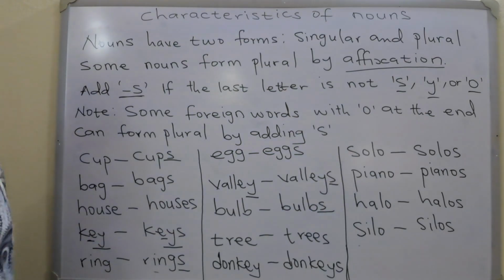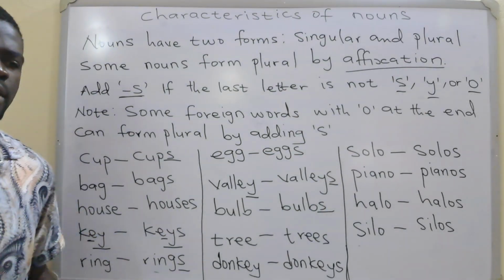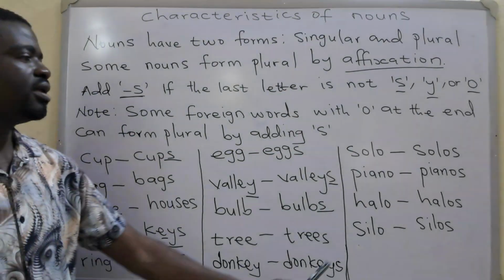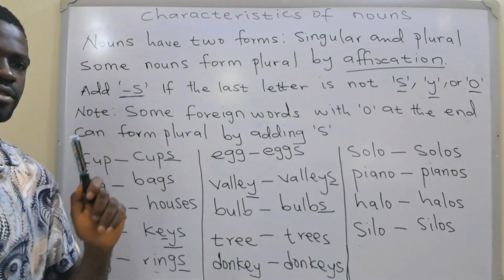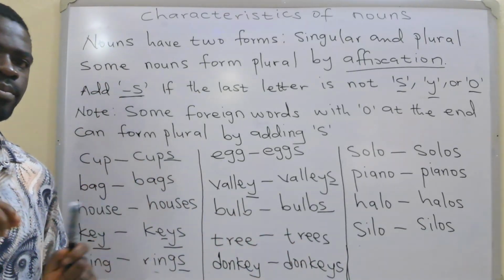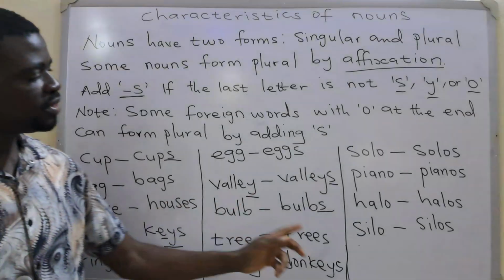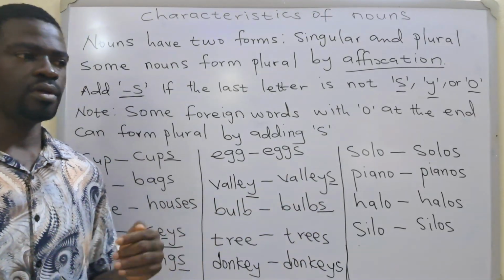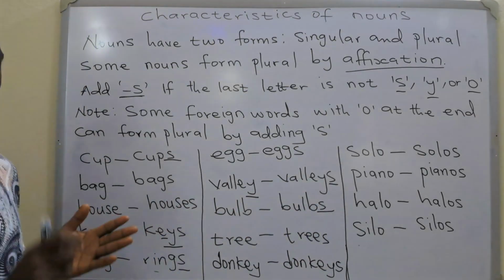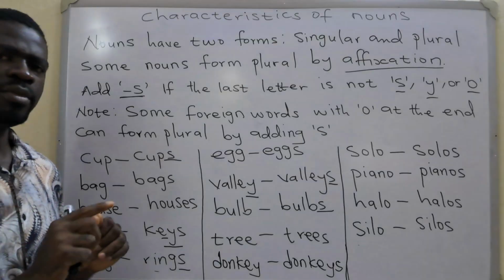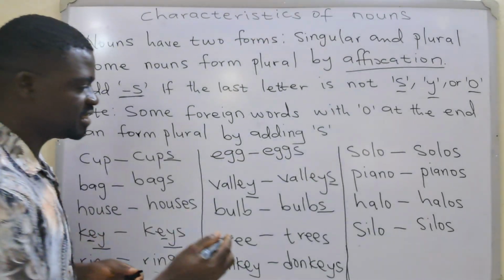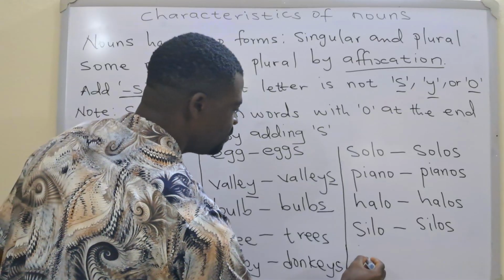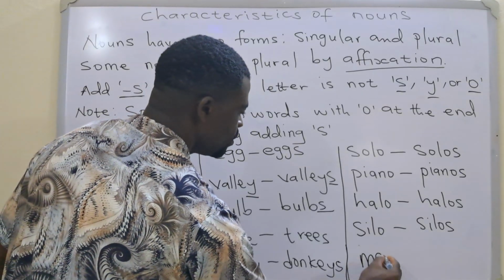Other than that, a typical English word will not carry S if the last letter is O to form plural. A typical noun in English ending in letter O will not form a plural by simply taking S. For example, you have mango.